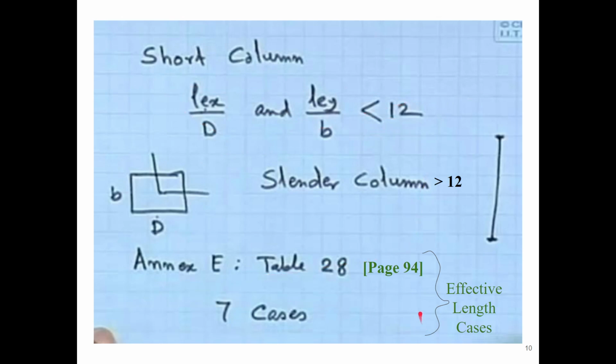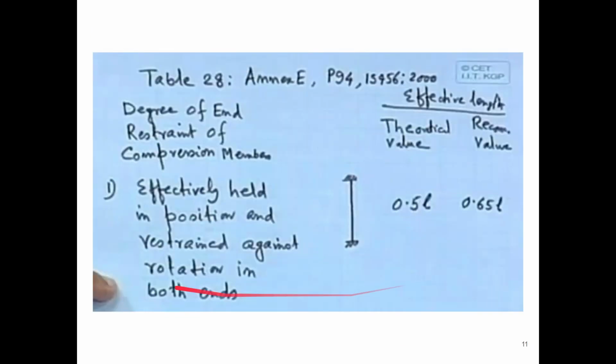So the condition is the L by D or L by B value should be less than 12. And for finding the effective length, there are various cases. The effective length is required for the calculation. There are 7 cases that we have to follow as per Annexure E, Table 28, page 94. So if you go to that table, there are 7 cases. What are the cases?